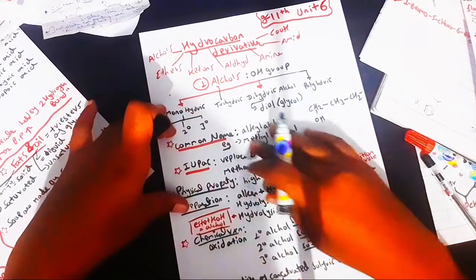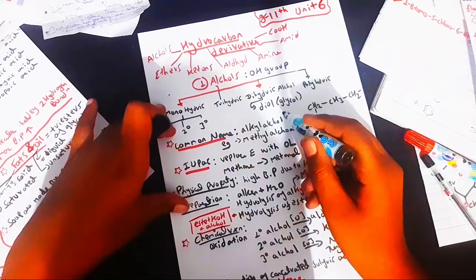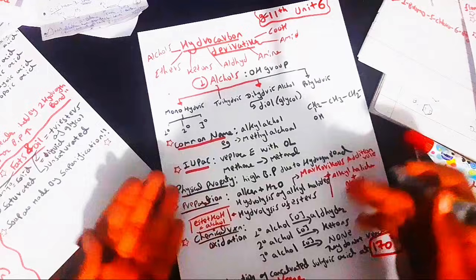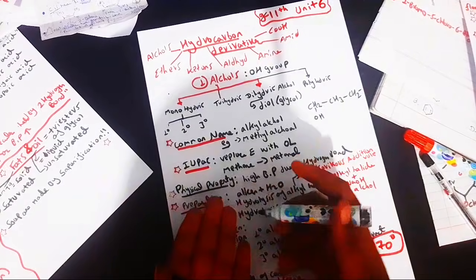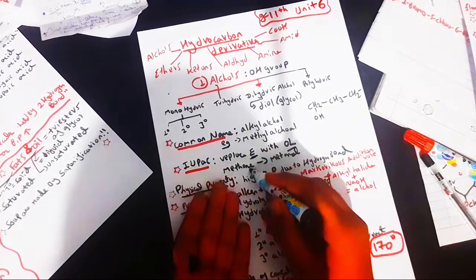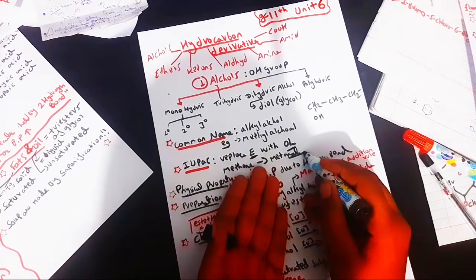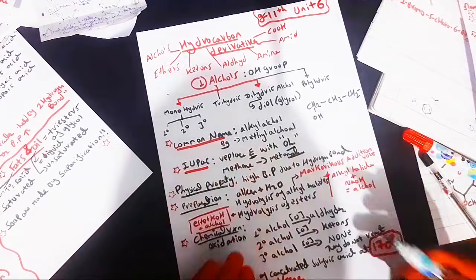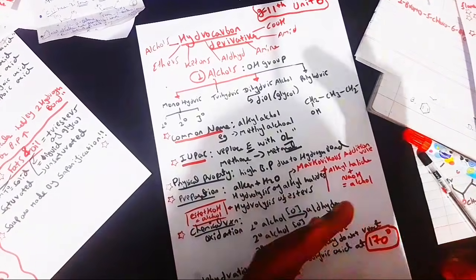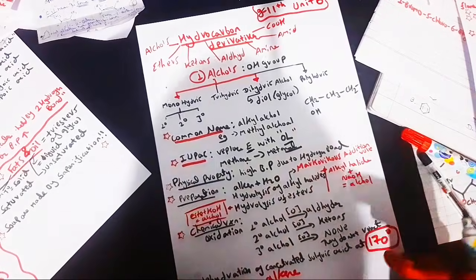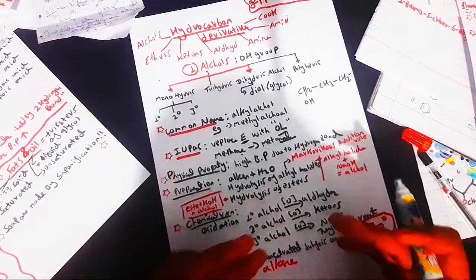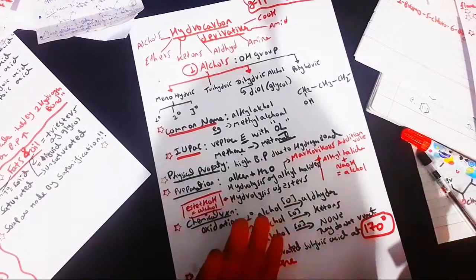The common name for the alcohols is alkyl alcohol, which is basically methyl alcohol, ethyl alcohol, and it goes on like that. For the IUPAC naming, just replace the e with ol. Methane is going to be methanol, the ol suffix is added. If it was ethane, it's going to be ethanol, which is a universal solvent. And ethanol is the basic constituent in beverages.